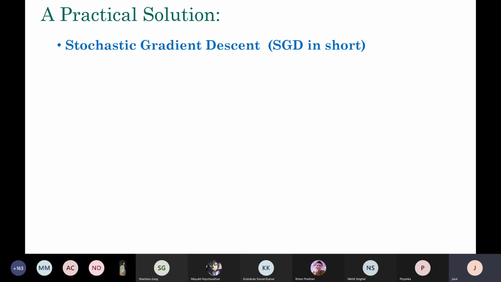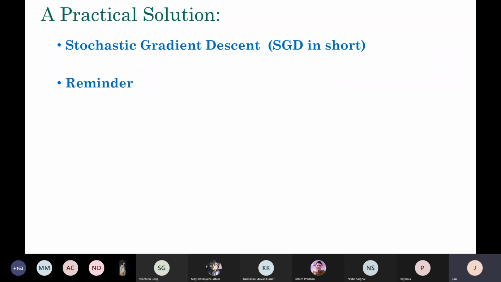A practical solution people often refer to as the stochastic gradient descent, or SGD in short. Often you hear this name called SGD. It also has its own variants. We will see later on in a few minutes. But let me start with the simplest version of stochastic gradient descent. So what is that?